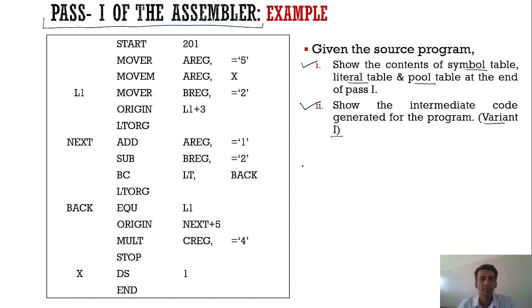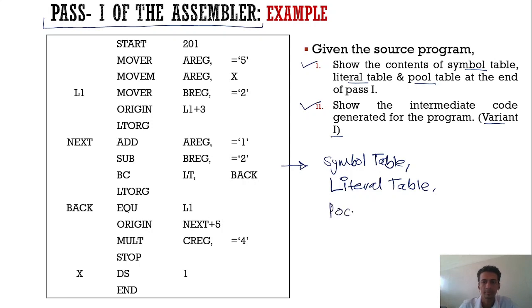So students, in the pass 1 of a 2-pass assembler, we pass the input program and we produce the data structures like symbol table, literal table and pool table. Okay, so these are the tables that we generate by the end of the pass 1.